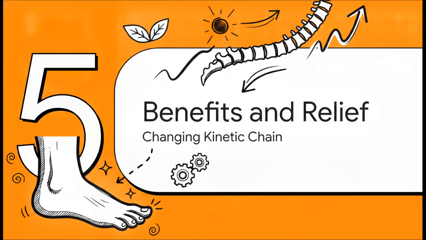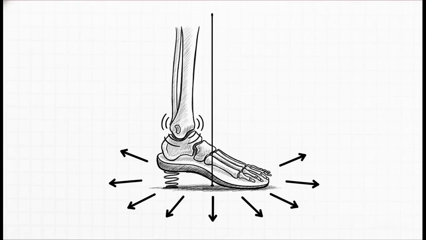On to Section 5, Benefits and Lasting Relief, Changing the Kinetic Chain. The long-term physiological outcomes here are profound. The key biomechanical benefits include proper alignment and arch support, even distribution of body weight, and optimal shock absorption. When you put all of those together, it leads directly to drastically reduced stress on the joints and vastly improved overall mobility. By systematically correcting the body's foundation, patients experience lasting relief from chronic joint pain, profoundly enhancing their daily quality of life and allowing for pain-free, balanced movement.